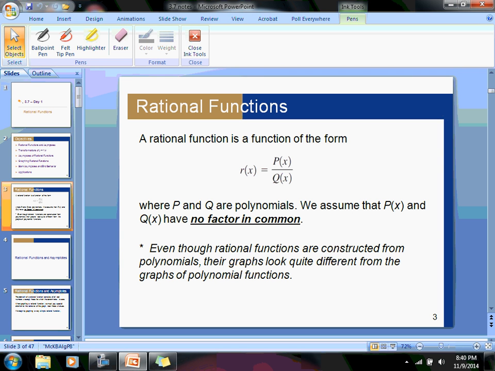And these graphs have a very different behavior from the graphs that we've seen in the past. The polynomial functions we've seen up until now have lots of curves in them, and these still have curves, but they have something extra and unique about them.